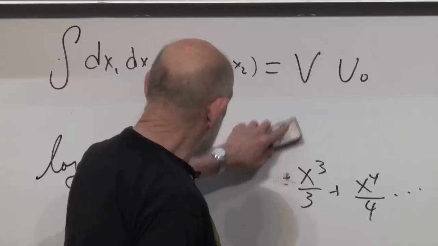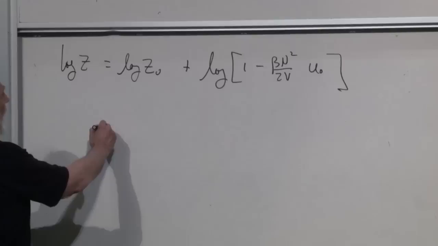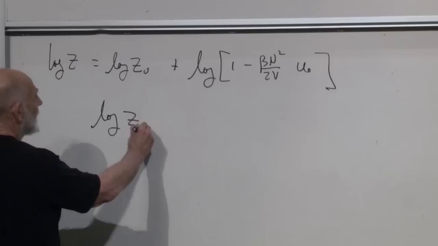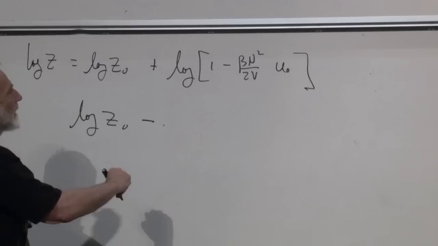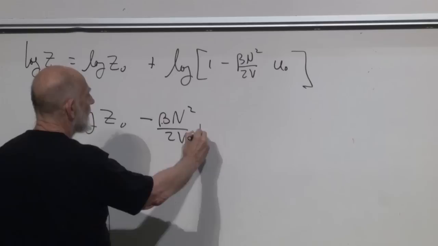So what does that do? When Taylor series expanded, we don't even have to write the log anymore. And we don't have to have the 1 here. It's just log of z0 minus, I think it's minus, I hope it's minus. Is it plus? It's minus, I think. Minus beta n squared over twice the volume times the u naught.